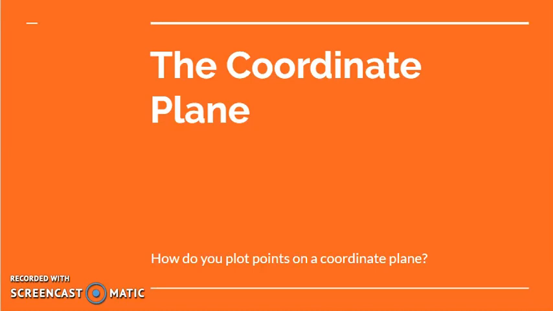This lesson is going to introduce us to the coordinate plane. Last year in 5th grade, you learned about the first quadrant, quadrant 1 of the coordinate plane. As 6th graders, you will be learning about all 4 quadrants. So as we work through this lesson, I want you to think about the question that I have on the screen. How do you plot points on a coordinate plane?